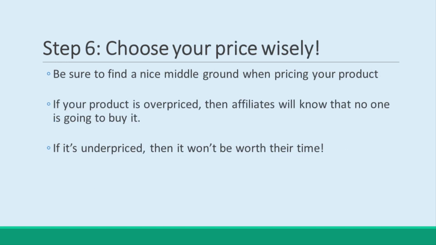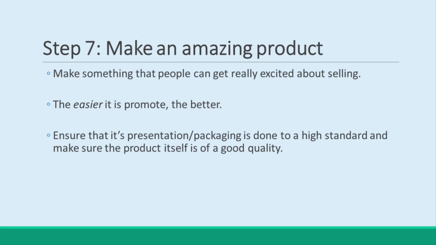Step 6. Choose your price wisely. Just as you need to offer a high commission, you also need to think of the retail price of your product too. If your product is overpriced, then affiliates will know that no one is going to buy it. If it's underpriced, then it won't be worth their time. Step 7. Make an amazing product. At the end of the day, though, the most important strategy is just to make an amazing product.